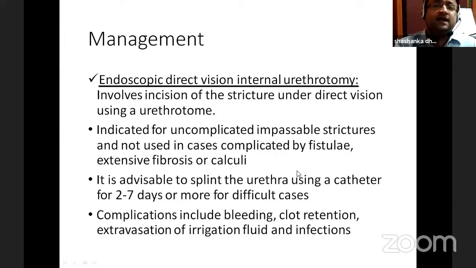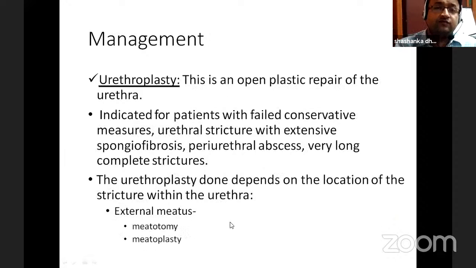It is indicated for uncomplicated, impassable strictures, and it is not used in cases that are complicated by fistulae or external fibrosis or calculi. It is advisable to splint the urethra passing a catheter, kept usually for 3 to 4 days. And complications again can be bleeding, clot retention, extravasation of the irrigation fluid, and infection.